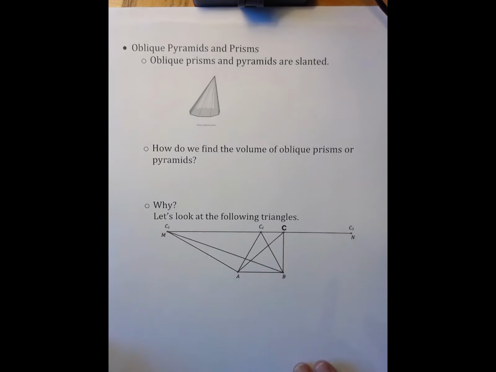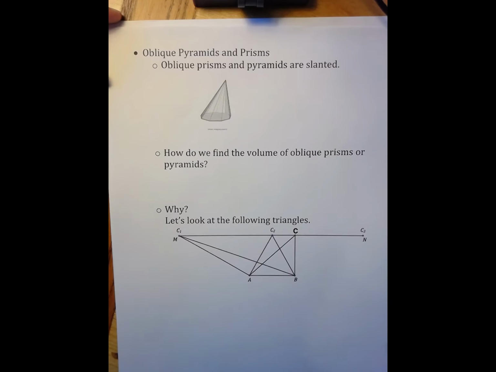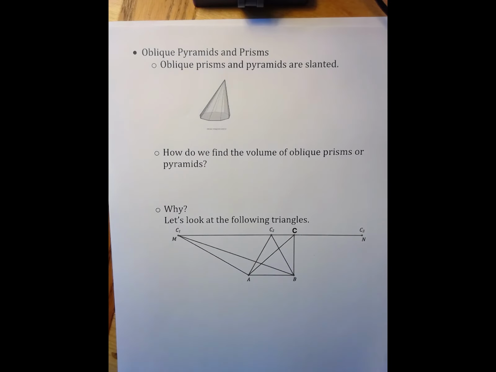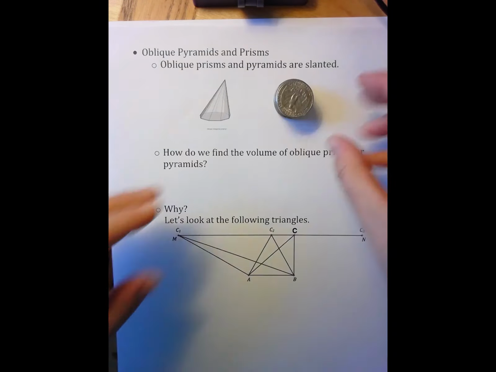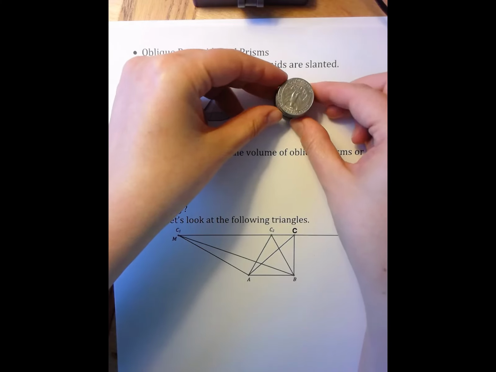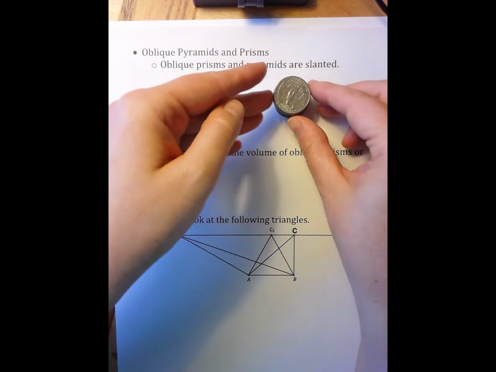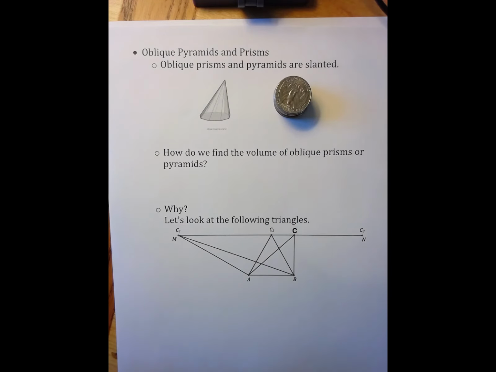The second part of these notes are dealing with oblique prisms and pyramids. Oblique means that they are slanted. The best way to visualize this is to look at a stack of coins. When I stack these quarters one on top of each other, we call this a right prism, right cylinder, meaning that all of the pieces are perpendicular to the base, all stacked on top of each other.